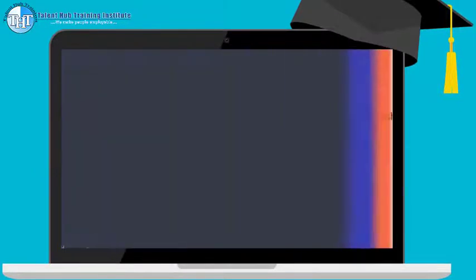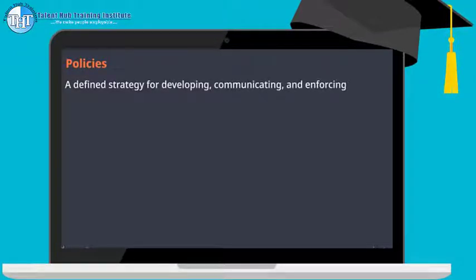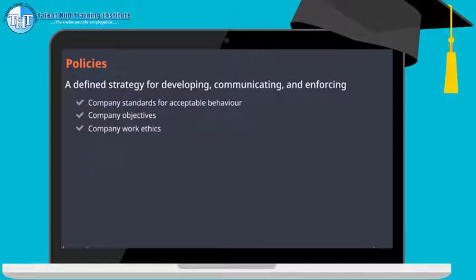Every company must have a well-structured company policy. This defines strategy for developing, communicating and enforcing a set of practices that reflect the company's standards of acceptable behavior and is in sync with the company objectives and work ethics. Let's discuss the major clauses that this one must include.